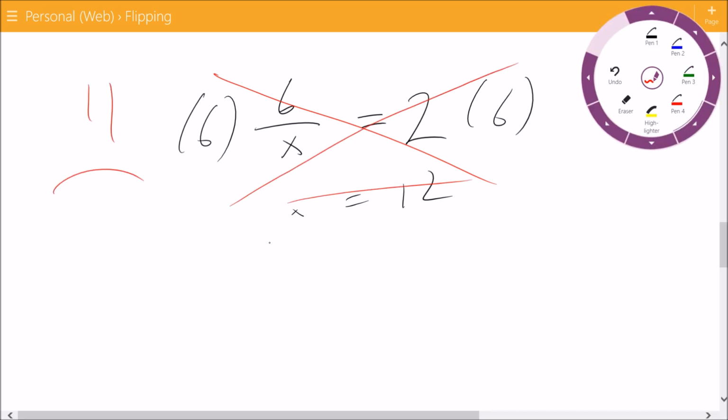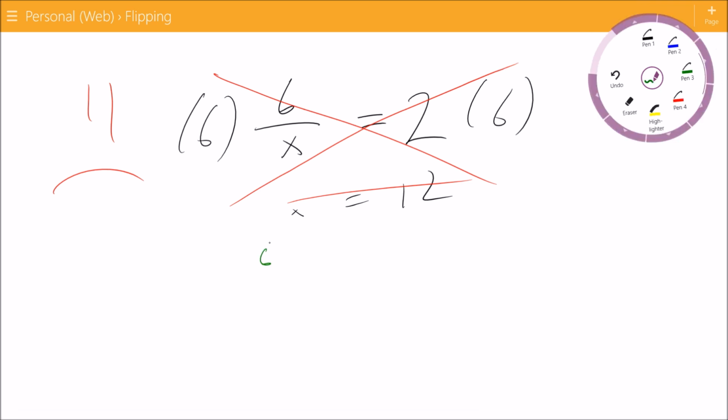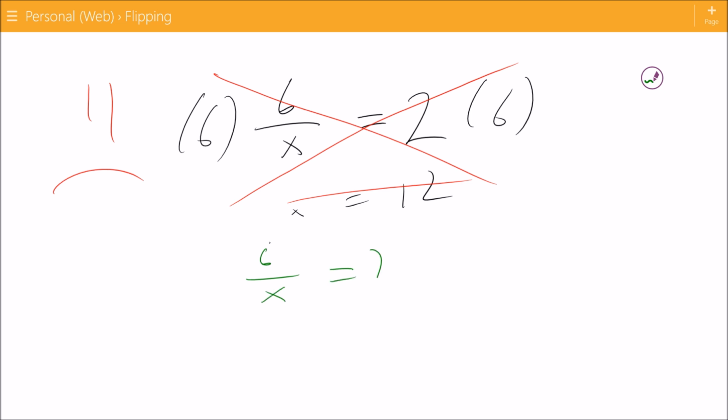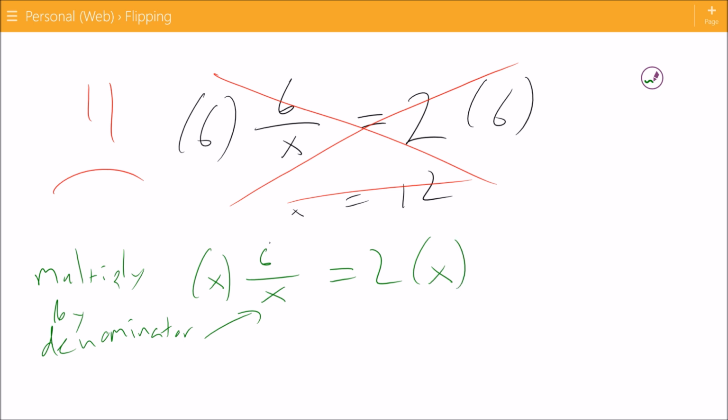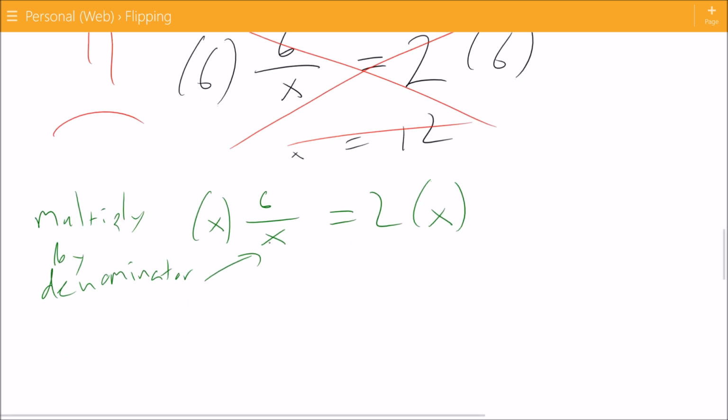Okay? What you want to do, let me do that in green here, is if you have 6 over x equals 2, you need to multiply. Always, always, always multiply by the denominator. The denominator is what's in the bottom. So in this case, I want to multiply both sides by x. If I multiply both sides by x, now over here, I'm left with 2x.